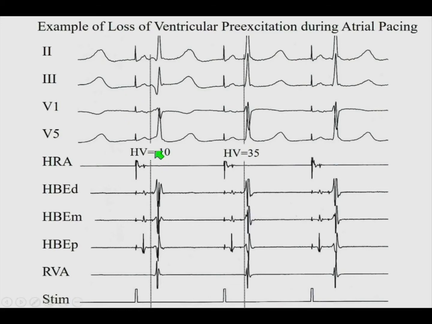You can see that the HV interval here is negative, it's -10. The His recording is after the onset of the QRS. When there's atrial pacing that results in block in the pathway, you have an abrupt change in the QRS morphology, and the HV interval suddenly becomes normal at 35 milliseconds. Less than 35 milliseconds is in general considered pre-excited. That's abnormally short.